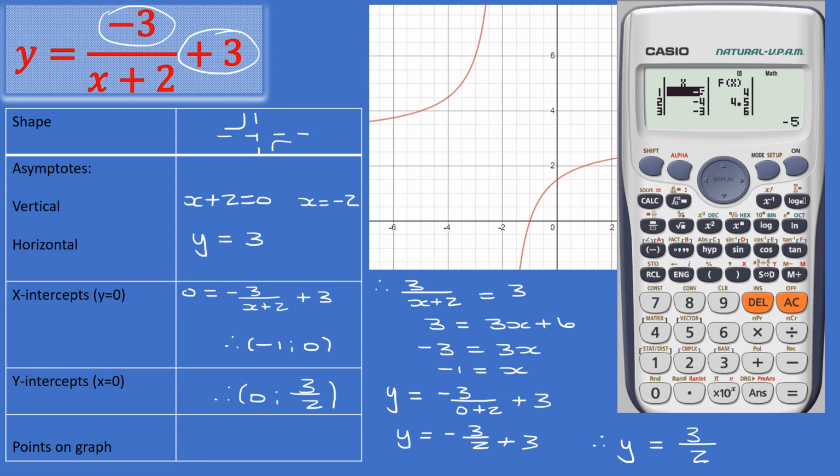Then some more points on the graph. I showed you a screenshot on the right there, and you can use minus 5 and 4. You can use minus 4 and 4.5, or negative 3 and 6.